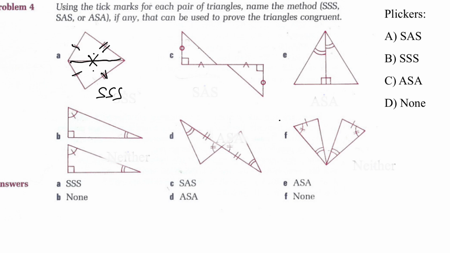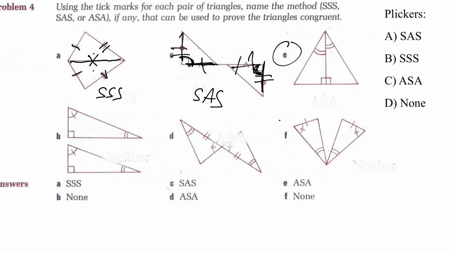For this one over here, we have this side is congruent to that side, and this side is congruent to that side. So we have two sides. Now, the question is, do we have the so-called included angle? And the answer is yes, this right angle is congruent to that right angle. So this is an SAS situation.